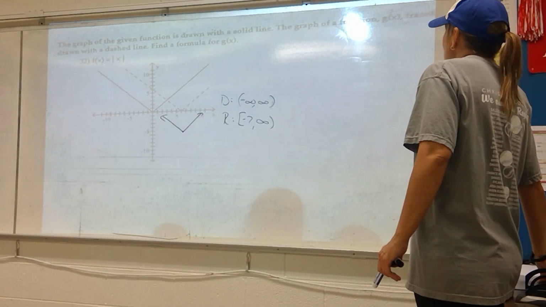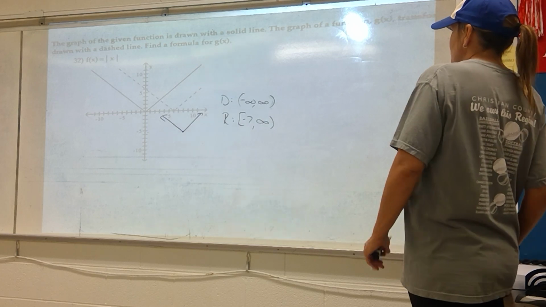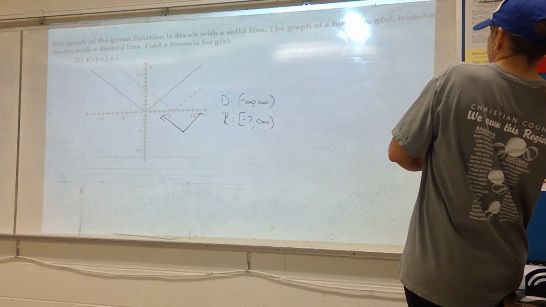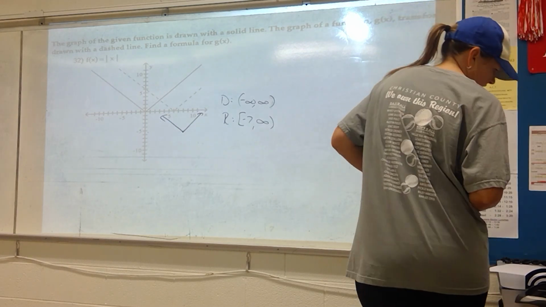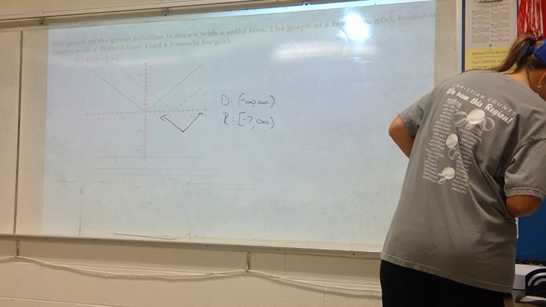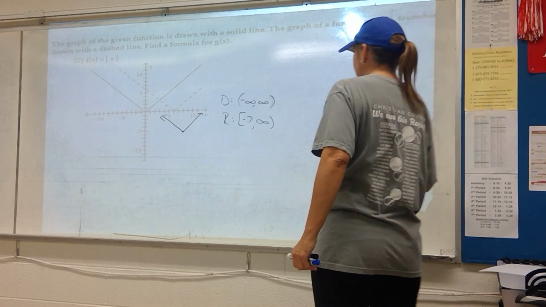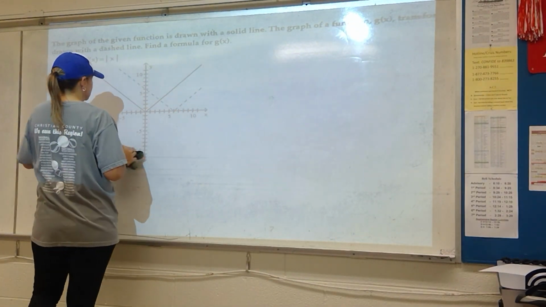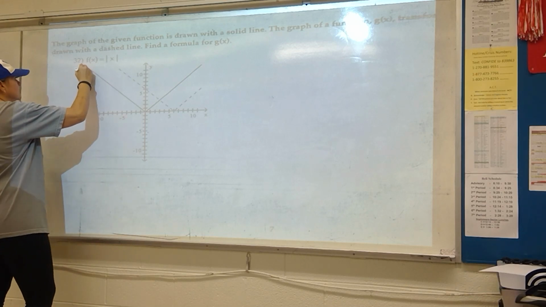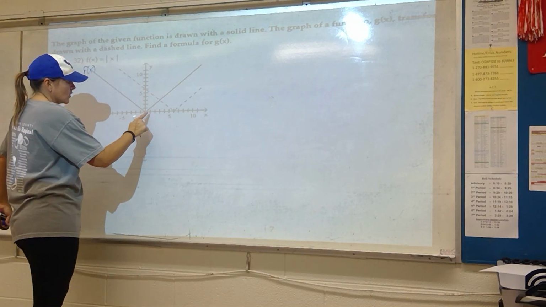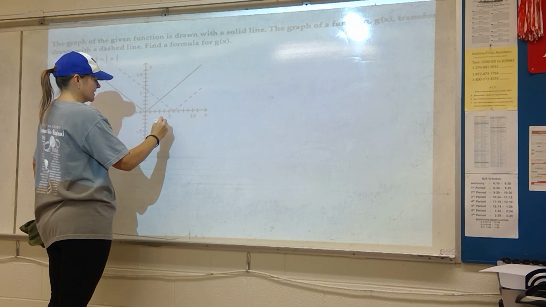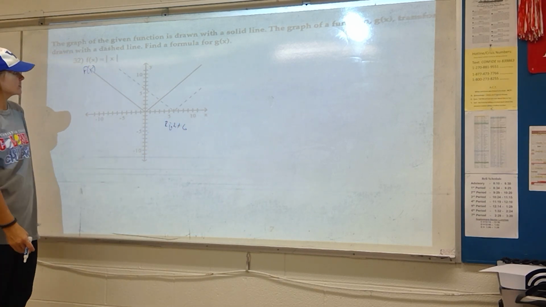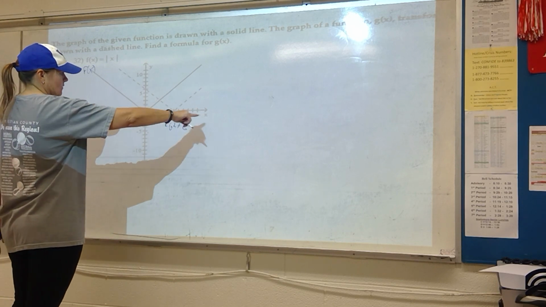Okay, number 32. The graph of the given function is drawn with a solid line. The graph of the function g of x transformed from this one is drawn with a dashed line. Find the formula for g of x. Okay, this is not bad at all. So you need to know the parent function that she gives you, f of x, absolute value of x. Well, all she did was translate it right 6. Now, right 6 wouldn't hurt you to probably write that on your paper when you take the test. Left and right is x.